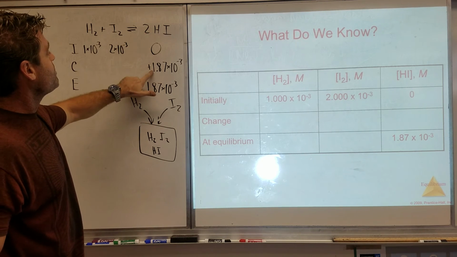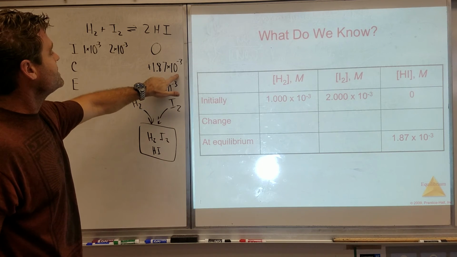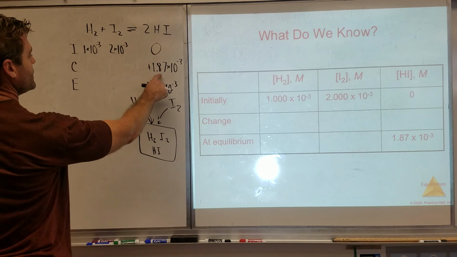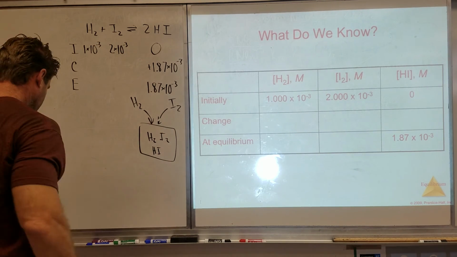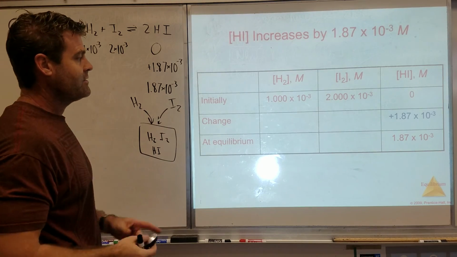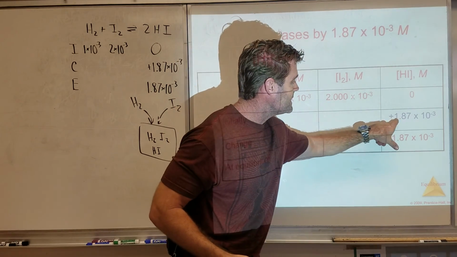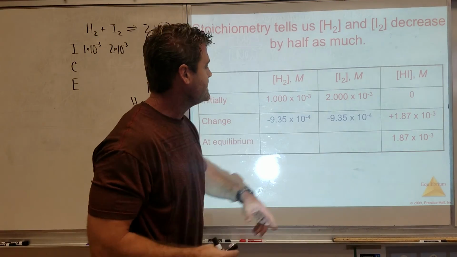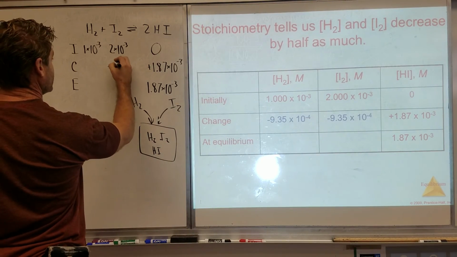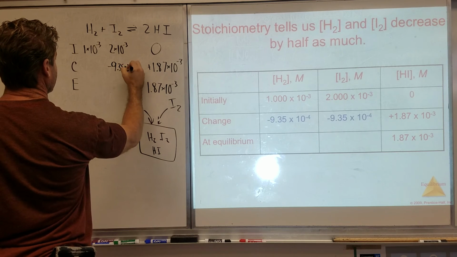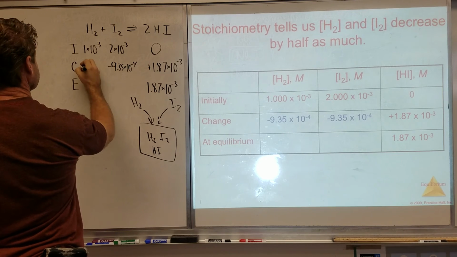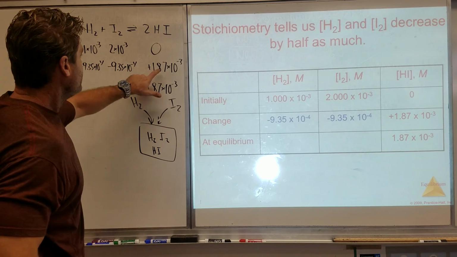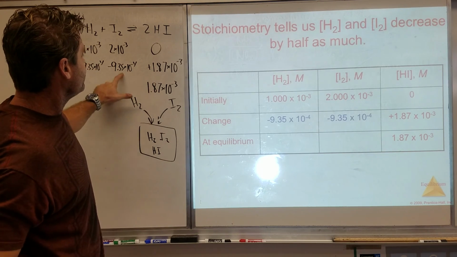But how many of these did I produce? 1.87 times 10 to the negative 3. So how much of this got used up? You'd agree, half of this. And so they already did the math for that. What I do is I take this and divide by 2 based on the fact that it's a 1 to 2 ratio. And you notice it's a negative because that's how much was used up, since it was my reactant, right? Just to be clear, guys, this value here is this value divided by 2.